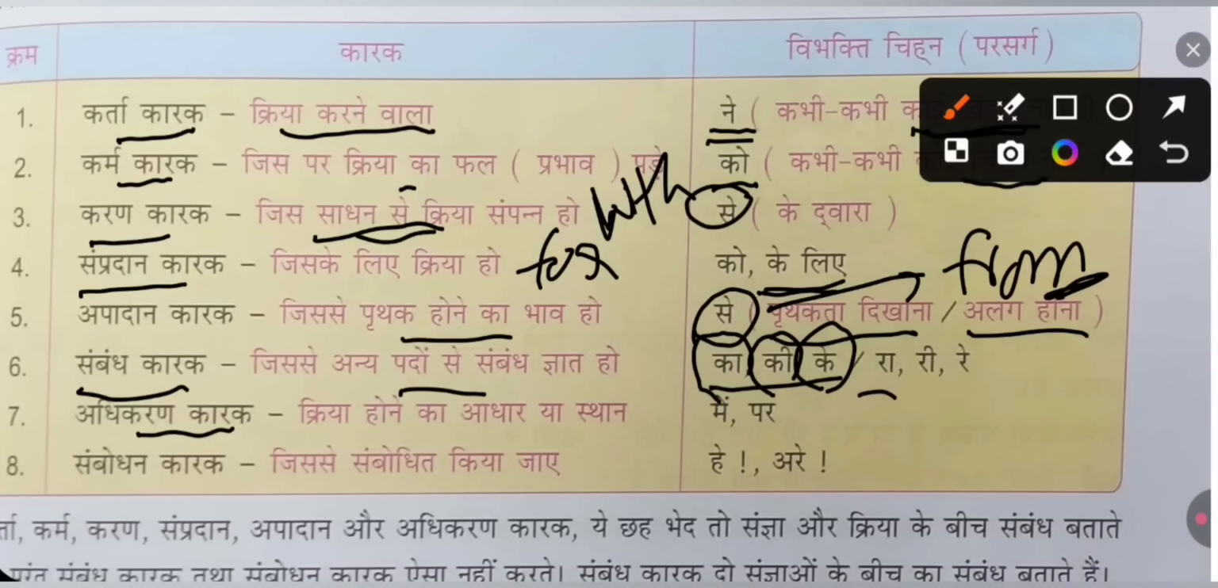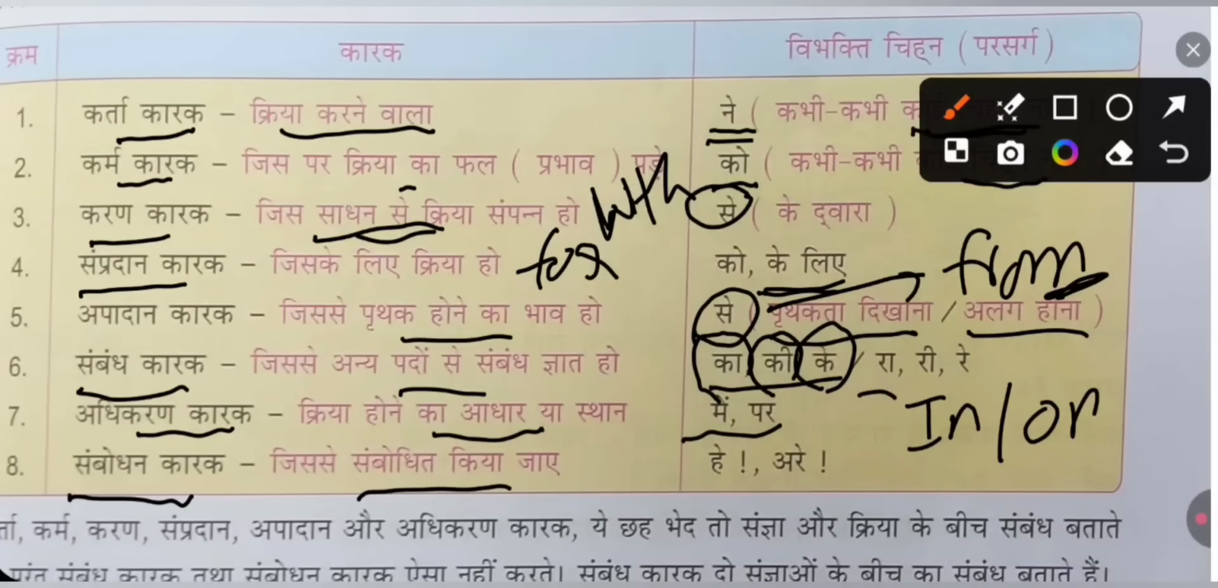Next is अधिकरण कारक, क्रिया होने का आधार या स्थान. So we'll be able to know the location or the place of the verb where the action is happening. So में and पर, में is in, पर is on. Through this word we will know where the action is happening. Next is संबोधन कारक, when you are addressing someone, जिससे संबोधित किया जाए. So when you are calling someone from far away, like saying "hey, come here", हे, अरे. So you should put an exclamatory mark here. So that was a brief overview of the different types of karak and the symbols that are used.